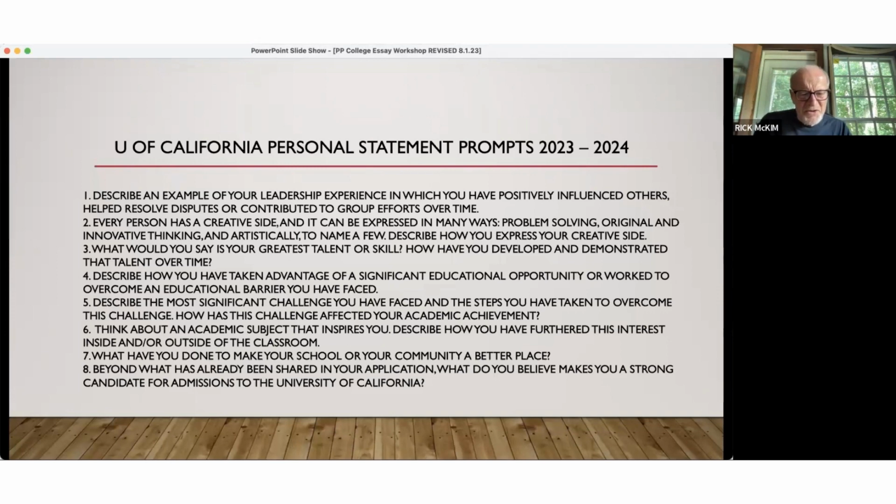So those are worth considering, and notice that the California and supplemental essays in general tend to be a little more substantive and specific than the Common App topics.